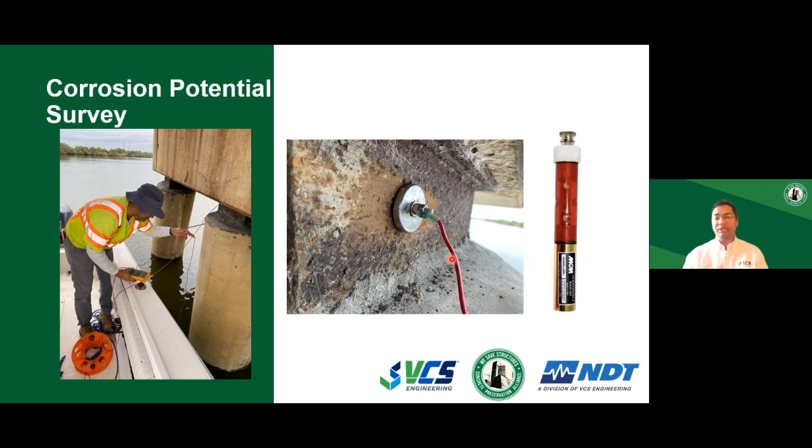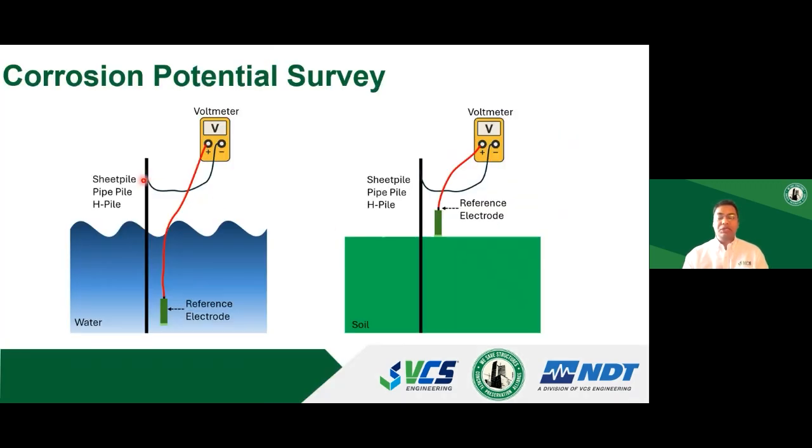Essentially, the concept is still the same. You make the connection to the steel, you expose the reference electrode to the environment. It can be either water or soil. In case of water, you try to have the reference electrode suspended in water, very close to the sheet pile wall or pipe pile, and you take the measurements on the voltmeter. Whereas for structures exposed to soils, you make a connection to the steel and you place the reference electrode on the soil. You make the soil a little bit moist so that you have some ionic conductivity and you can take the measurements.